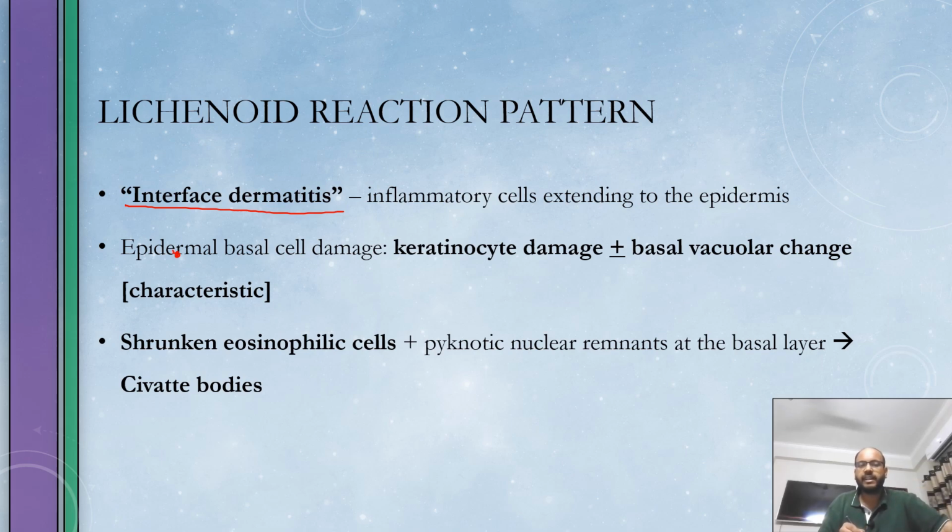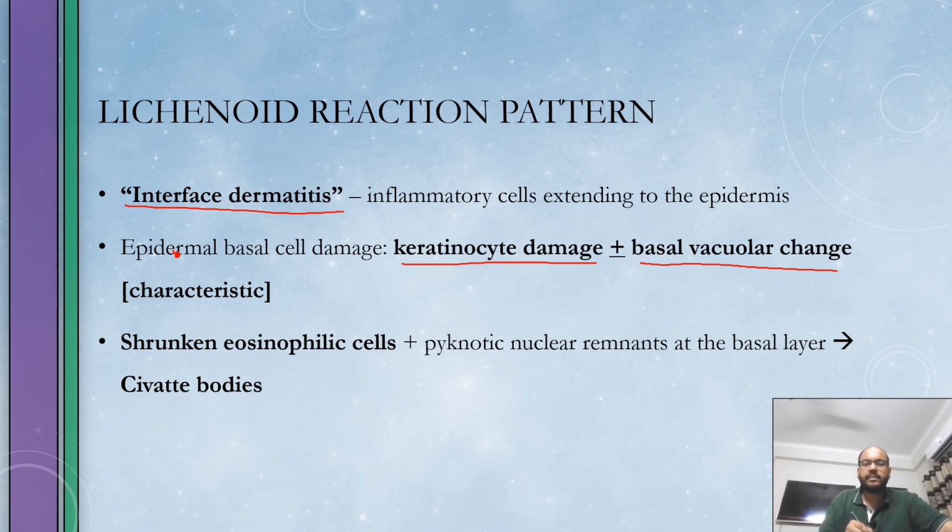but more or less there is a common finding of keratinocyte damage. There is damage to the keratinocytes with or without basal vacuolar change. Now, basal vacuolar change is a very important and essential feature of a lichenoid tissue reaction pattern. And we see that in various disorders, this basal vacuolar change can be different. Some may have light change, some may have a major vacuolar damage. Okay.